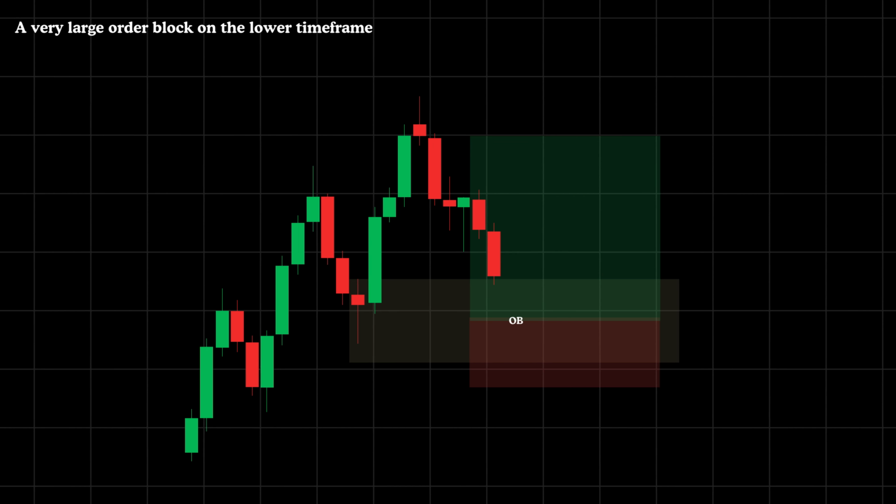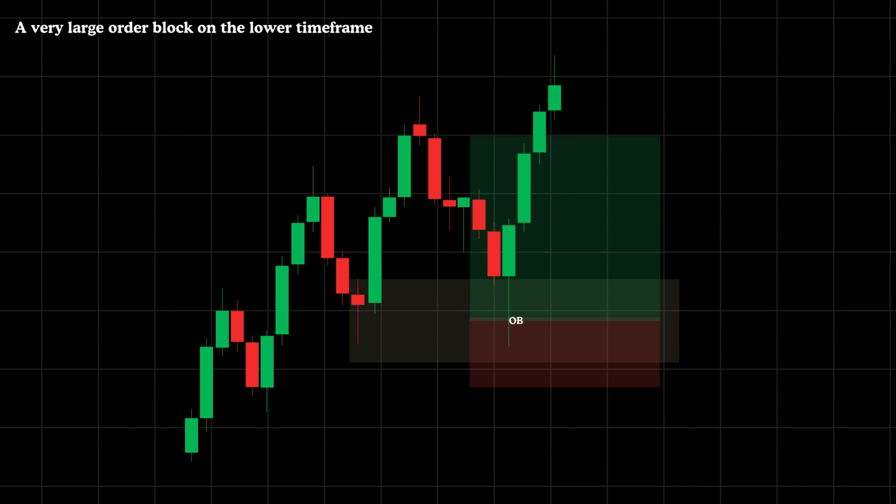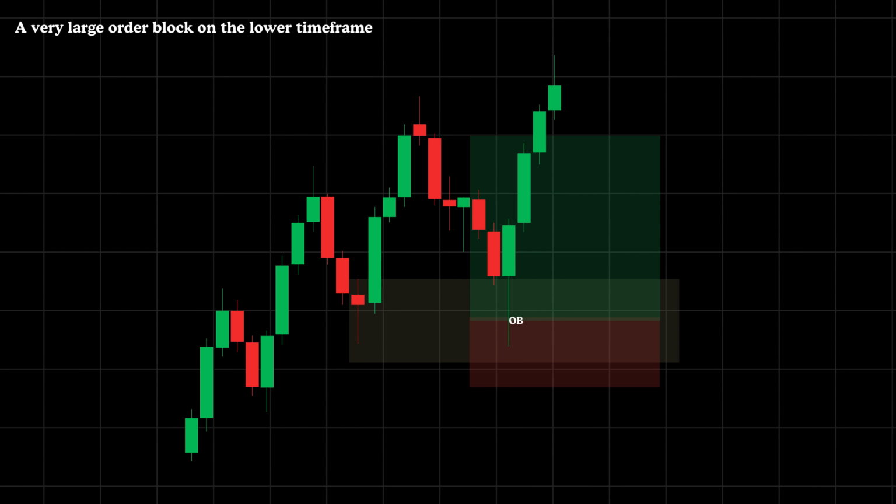Instead, we can either select a smaller zone just below the order block as our stop, or place the entry closer to the midpoint of the zone. Both methods help improve risk to reward.